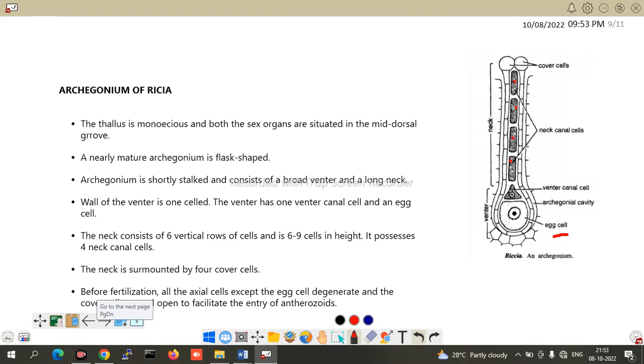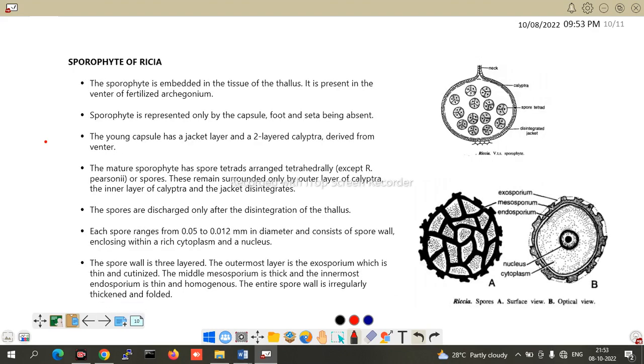So let us discuss the sporophyte. The sporophyte is embedded in the tissue of the thallus. It is present in the venter of a fertilized archegonium. The sporophyte is represented by the capsule only. Here is the capsule sporophyte, VTS of a sporophyte. Only the capsule is present; foot and seta are absent.